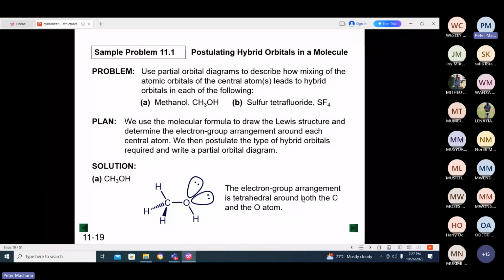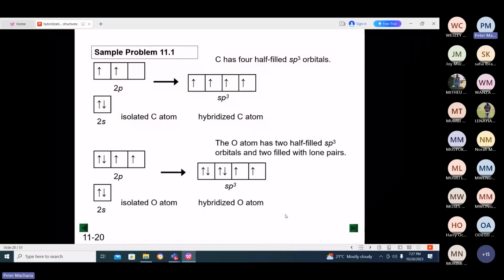And therefore, the type of hybridization in methanol is as shown here: in the atomic orbital you had a lone pair in s and two electrons in p, but then you must fill the p and have an unpaired electron in s, and so the type of hybridization must be sp3 hybridization.